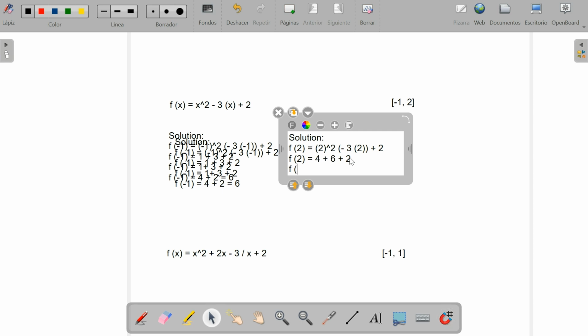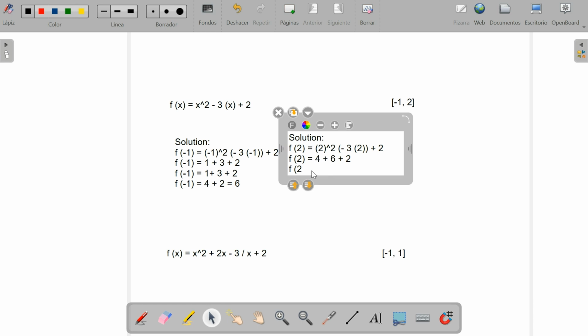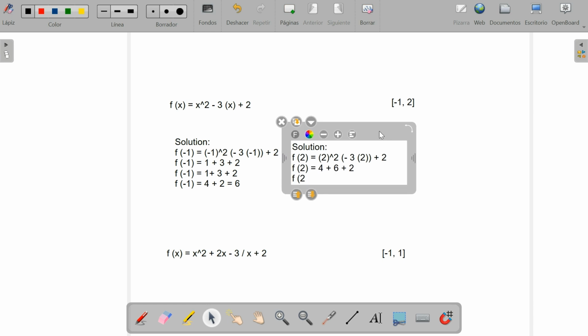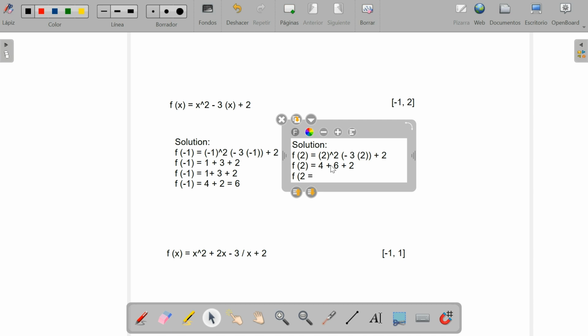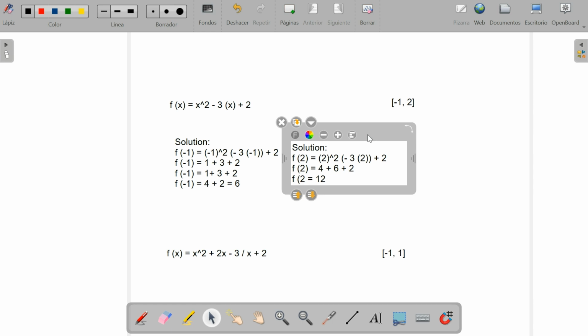Now f(2), by the way, let's erase this one. f(2) is equal to 4 plus 6 plus 2 is equal to, if we take it, for example, 10, 12. And that's it. Because 10 plus 2 is equal to 12. And this is the theorem solution of these 2 points.